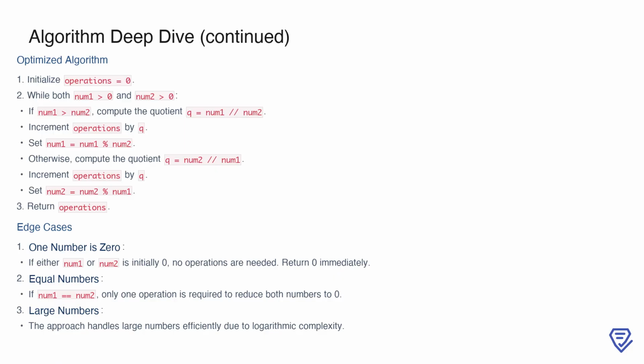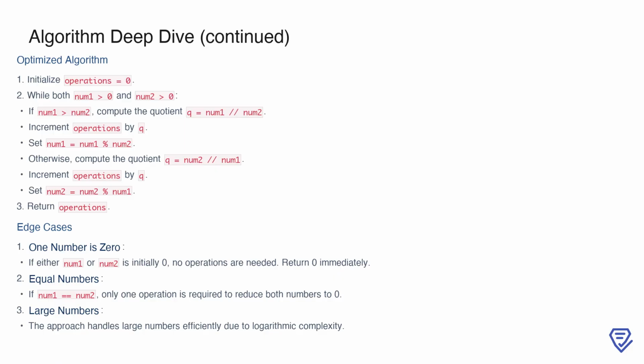Inside the loop, if number 1 is greater than number 2, we compute the integer division of number 1 by number 2, storing the result in a variable q. We increment the operations counter by q and update number 1 to the remainder of number 1 divided by number 2. If number 1 is not greater than number 2, we perform a similar calculation, swapping the roles of the two numbers. Once the loop ends, we return the value of operations.